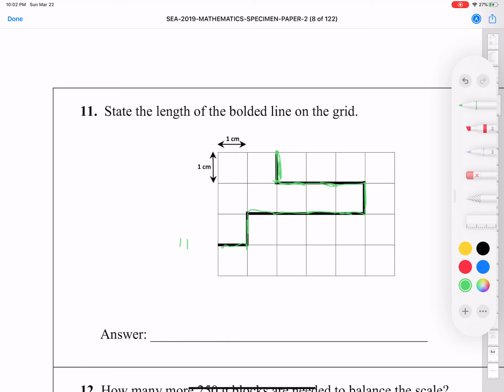You have to move first before you say one. One. See that? One. You can't say one from up here. One, two, three, four, five, six, seven, eight, nine, ten, 11. And you have to say 11 centimeters.